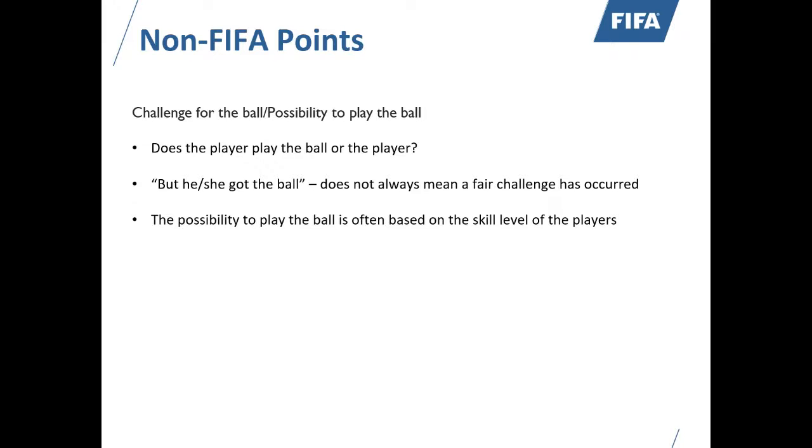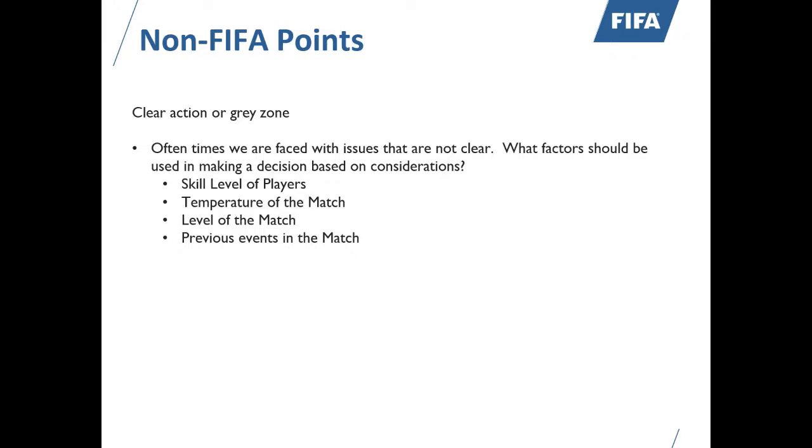The higher the skill, the more possibility that they have to play the ball. Okay? Yep. Action or gray zone. Jamie, talk a little bit about this, and that is the I'm not sure. How should we lean? If we're not sure, how should we proceed?